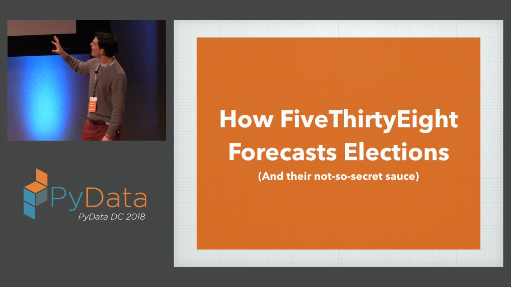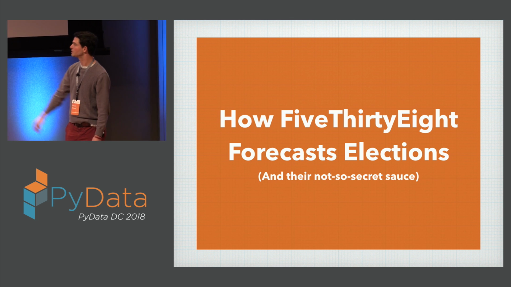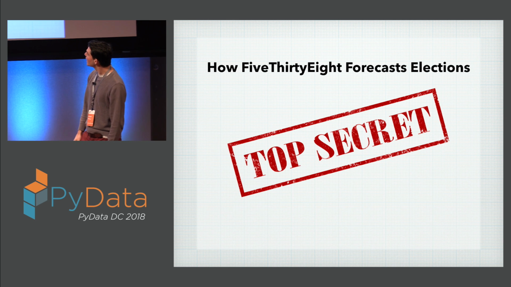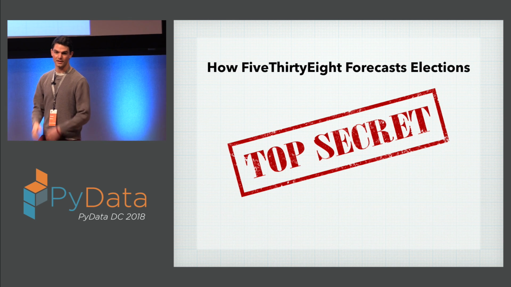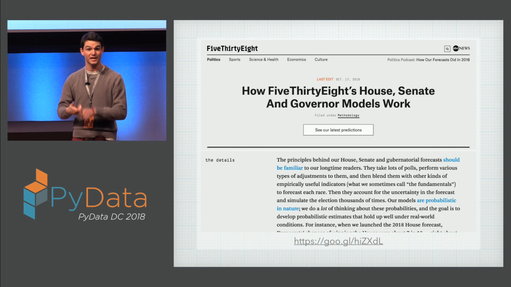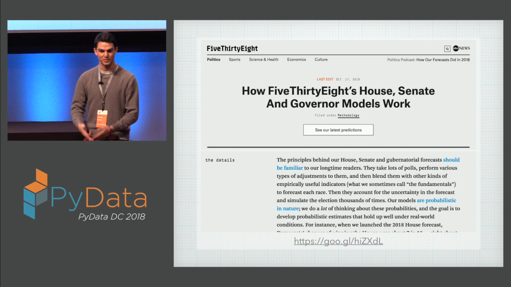So section 2, how 538 forecasts elections and their not-so-secret sauce. So first and foremost, it is top secret stuff here. It is extremely closed form. They haven't posted a methodology. That's absolutely false. Their data is open. The methodology is open. Their historic results are open.